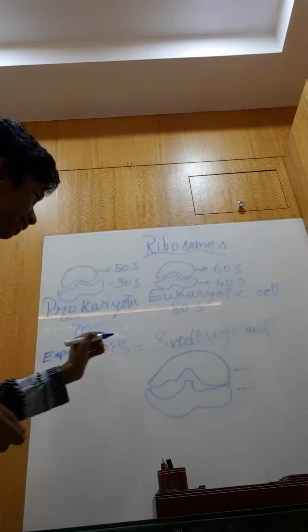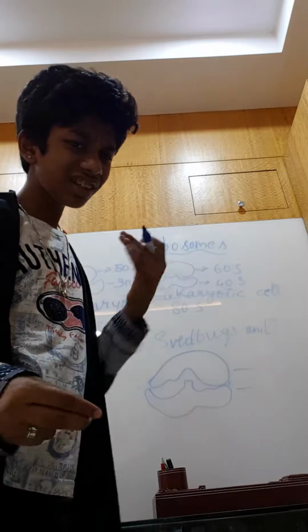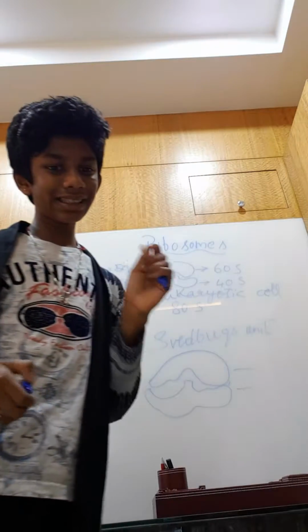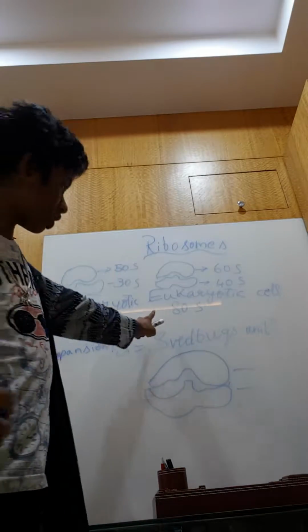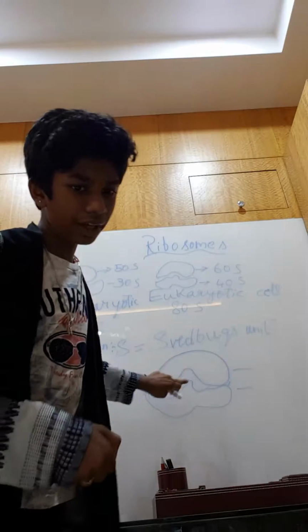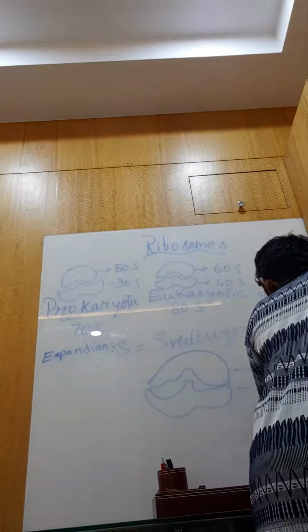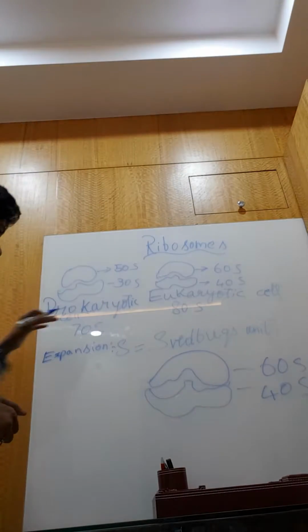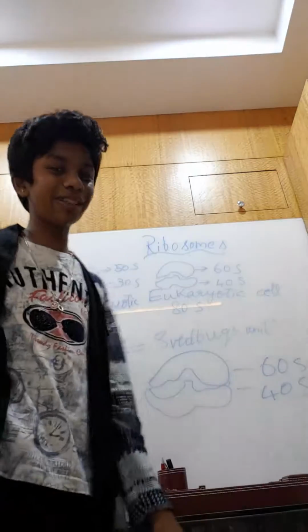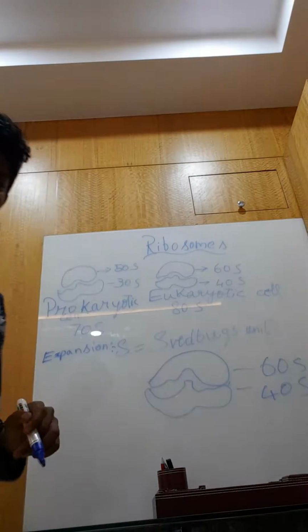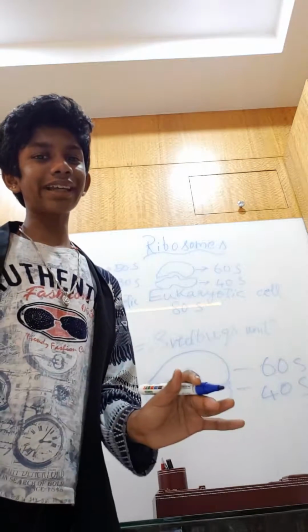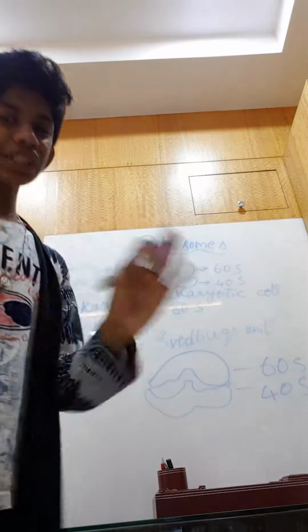In eukaryotic cells, it is 80S. So I have mentioned here 80S. The first part will be 60S and this one 40S. 60S and 40S. This is the basics I am giving you, so it must not become complicated. So 60S and 40S. Please note 60S and 40S. Do not add them anytime.